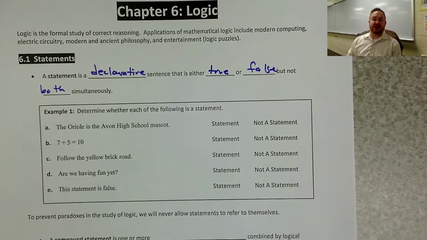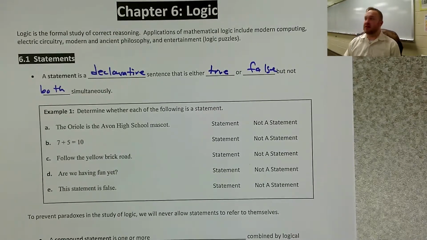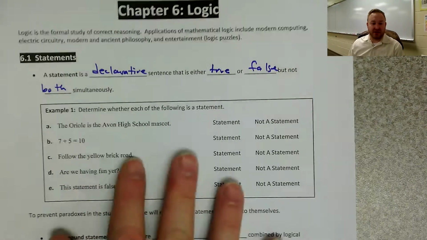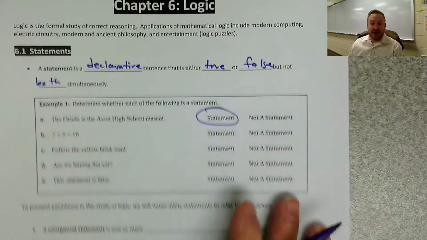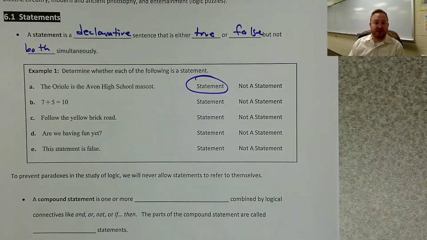But a statement is a declarative sentence. That means that it is a statement of fact. Now, that statement might end up being determined to be a false statement, right? People claim things as facts all the time that are later determined to be false, but that doesn't matter. That's still a statement. Okay, if I say my hair is purple, that's a statement. I'm making a claim. That claim might be false, but it's still a claim. That's a statement. So the Oriole is the high school mascot. That's a claim. That's a statement. Yes, that can be determined to be either true or false.